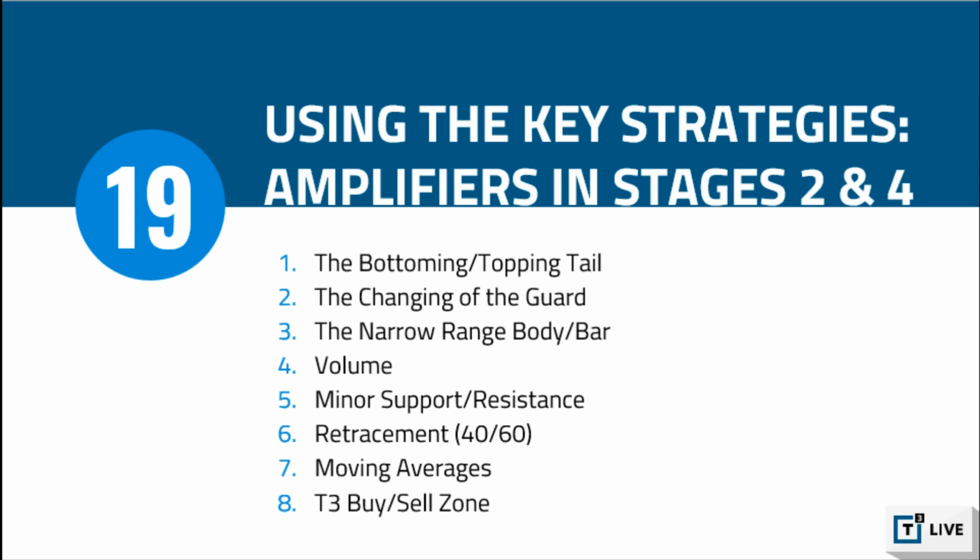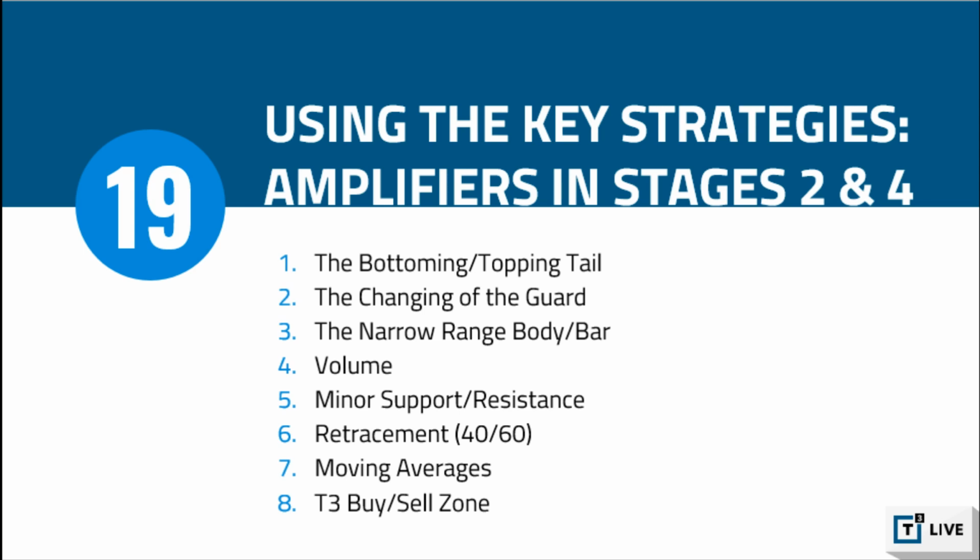Here are 8 of them. We'll talk about the additional ones. There are 10 of them actually, but here are 8 because these are the ones that are applicable to uptrends and downtrends. The other 2 are more applicable to sideways trends, and we also have the reversal times. Okay? But the trading combinations or amplifiers are the bottoming tails, topping tails. That's the first one. Changing of the guard is number 2.